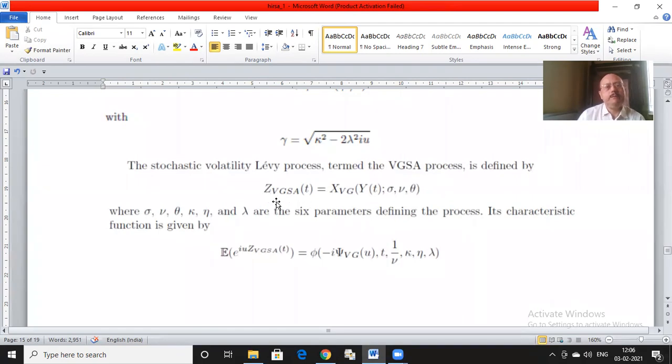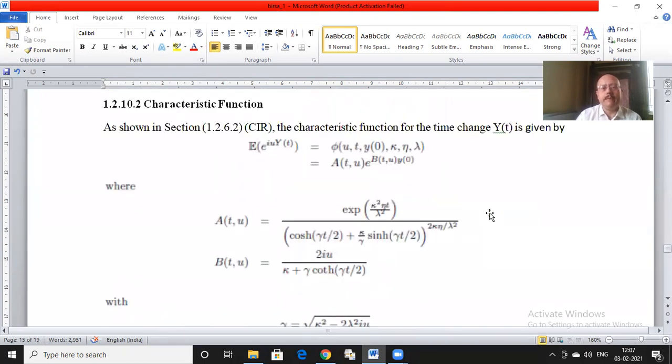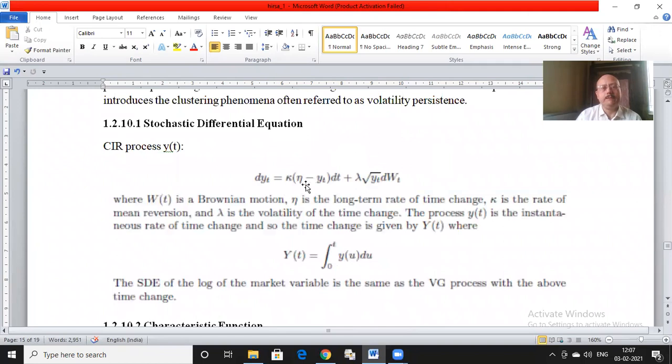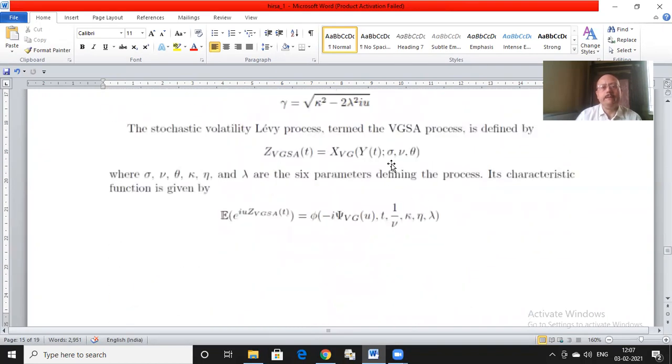Then the VGSA process, the actual VGSA process, is defined how? It is defined by VG at capital Y. So VGSA is VG at capital Y. So the time scale is now dictated by capital Y. Remember earlier in variance gamma, we had an independent gamma process that generated the time scale. Now the time scale is dictated by the integrated CIR process. So in total, I will need 6 parameters to define the process, because I will need 3 additionally for the CIR process, kappa, eta, and lambda, and sigma, nu, theta for the original VG process. So 6 parameters in all.